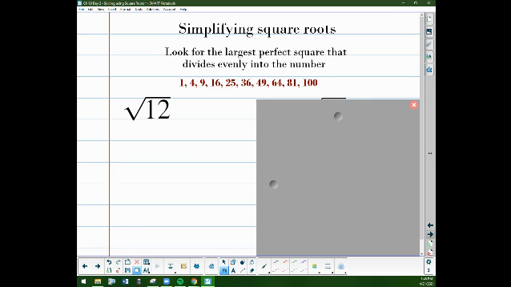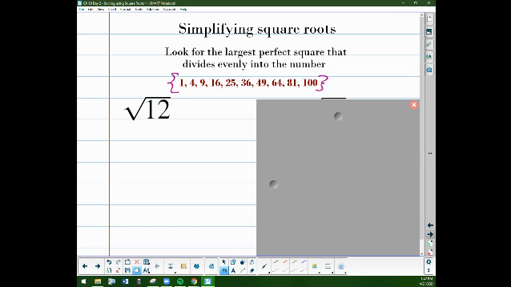Now that we're in high school math, we aren't going to type this into our calculator and get a decimal. We're going to simplify it using square roots. I'm looking at the number 12. In order to simplify this, I want to find the largest perfect square from my list. I have them listed right here so that we can see them. These are all my perfect squares. The largest perfect square that divides evenly into 12. 12 isn't too bad because it's a smaller number, so we can find that quickly.